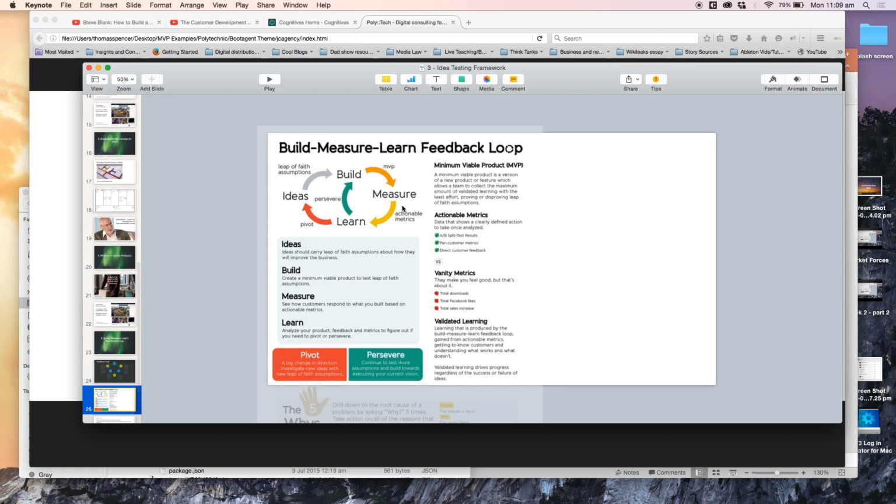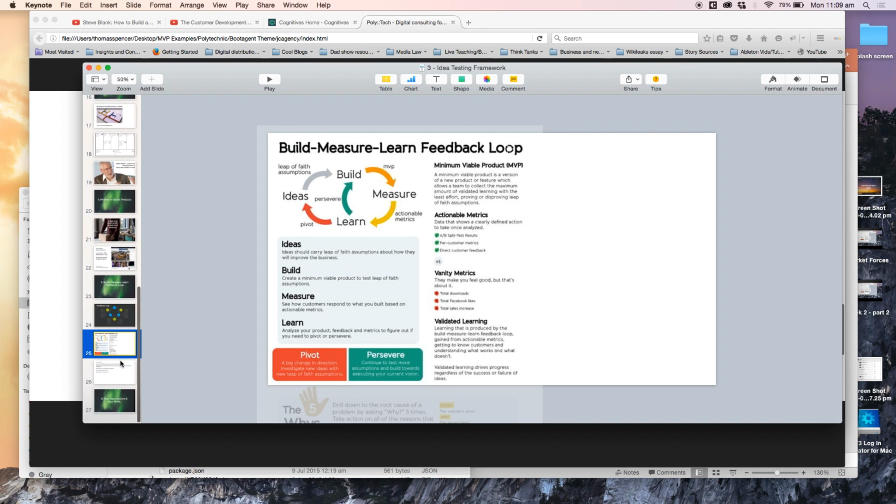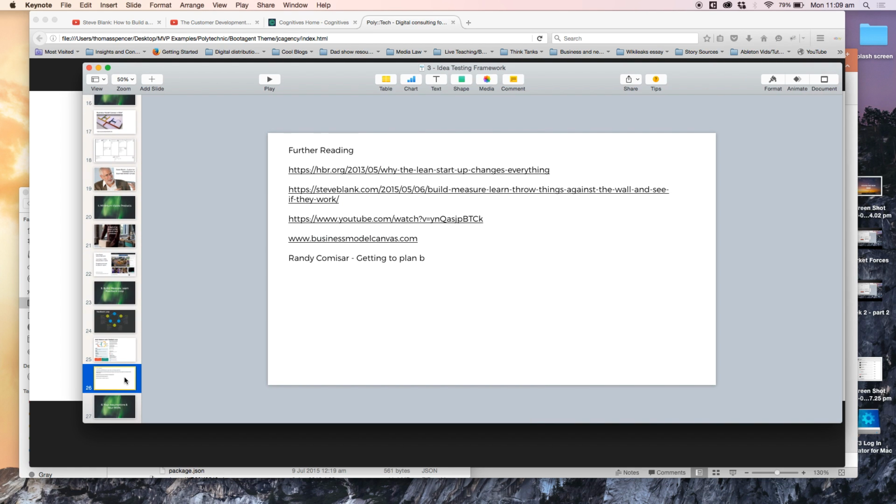I'll let you go through those details if you like. That's just another sort of infographic on the topic. I'll chuck these up. There's a range of different other things you could check out. The first one is sort of like the primer article from the Harvard Business Review, written by Steve Blank. Why the Lean Startup Changes Everything. It's a good summary. And then Steve Blank's website is also really good, and the Business Model Canvas. And then that last point is actually a book, Randy Komisar's Getting to Plan B. I'll talk a little bit more about that next week when we start talking more about pivots and when to pivot, how do you know when to pivot and what a pivot is and that sort of thing.